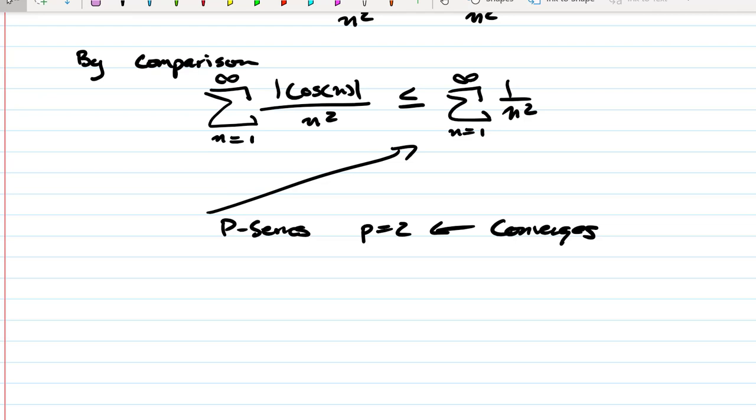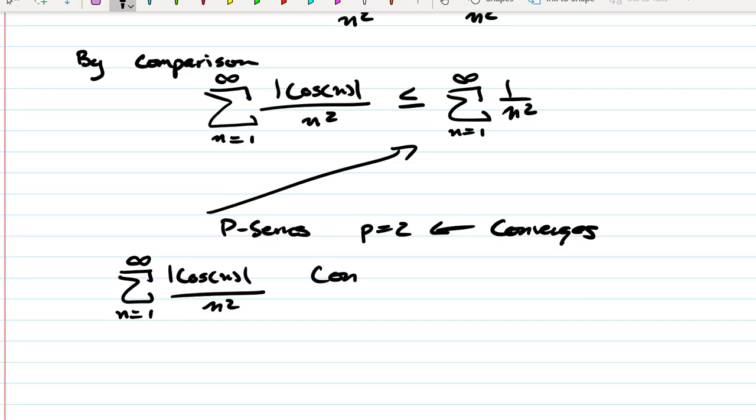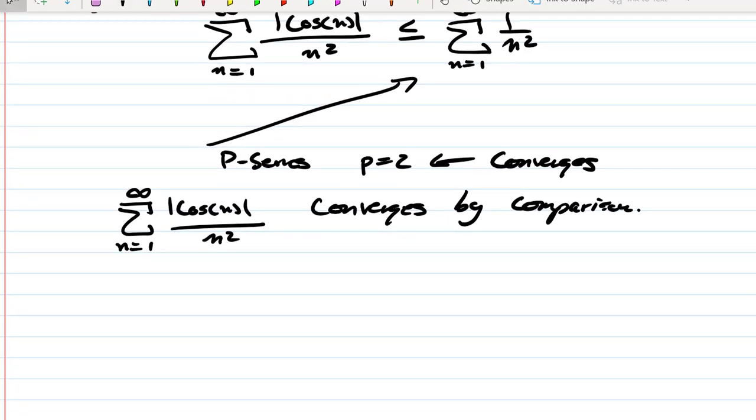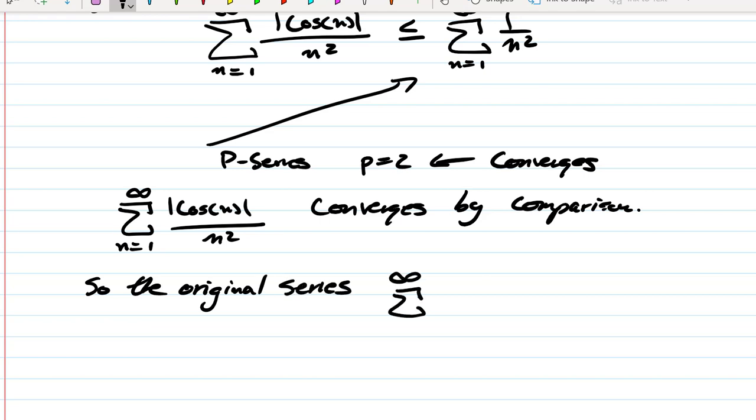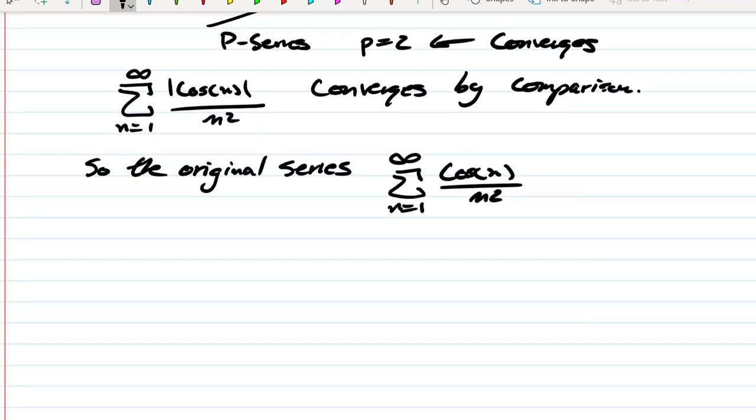So the series as n goes from 1 to infinity of the absolute value of cosine n over n squared converges by comparison, which means that the original series, the sum as n goes from 1 to infinity of cosine n over n squared, is absolutely convergent, which implies convergence.